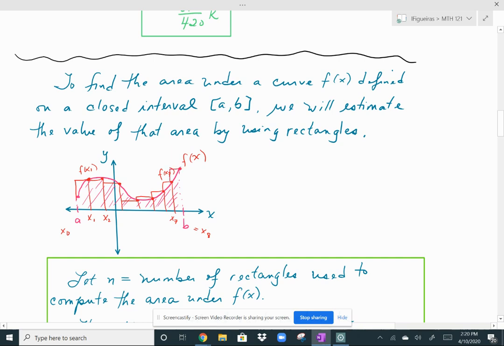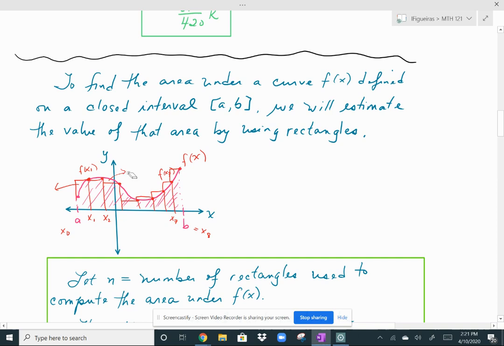Now, in some cases, your area will be overly counted, like you see right here. That's too much space because you're only interested in the part that's shaded. And in some cases, you'll be undercounting the area, like right in here, where you're not accounting for some of the space underneath the curve.